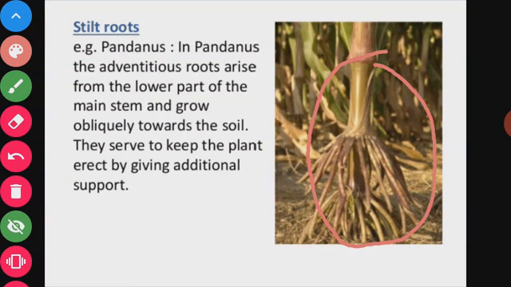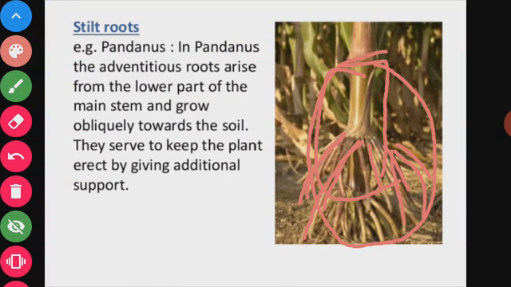The adventitious roots arise from the lower part of the main stem. This is the main stem. Those adventitious roots arise from the main stem and grow obliquely towards the soil. They serve to keep the plant erect by giving additional support.